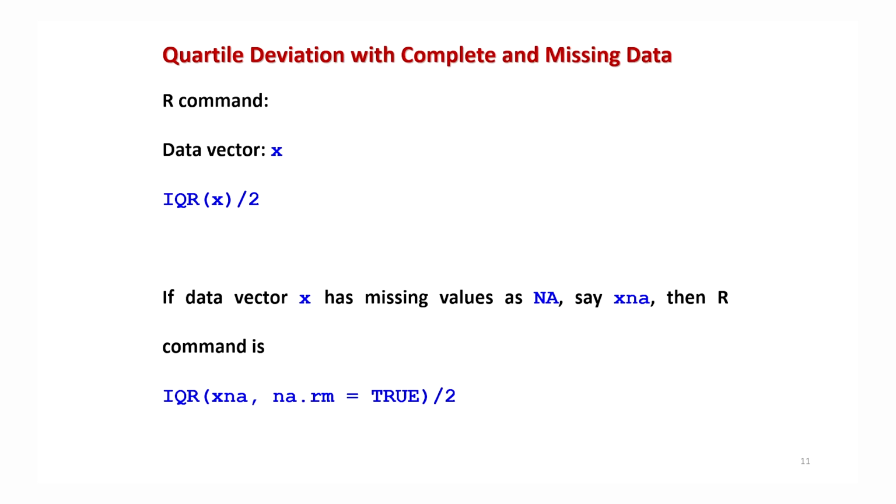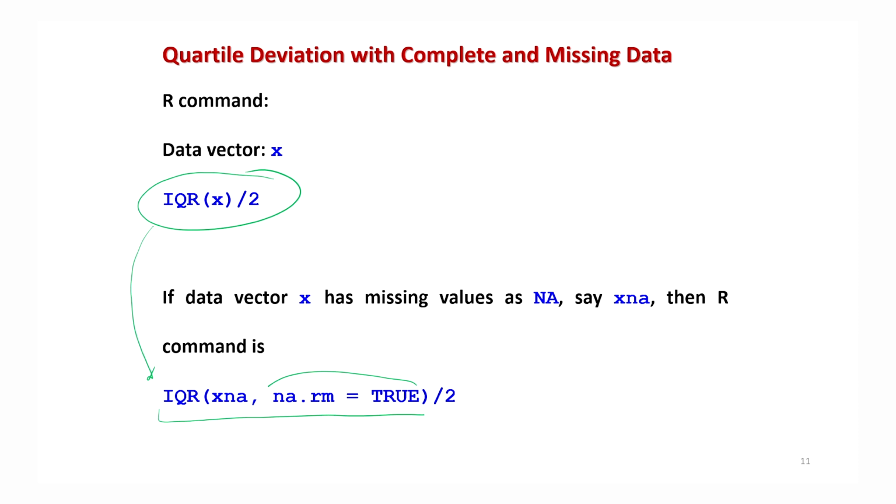Now if you recall, earlier for the complete case data set, that means there are no missing values, we had considered the command IQR of data vector x divided by 2. Now you know the way to modify it. It is very simple. You already have understood how to modify your IQR command, where you write IQR in uppercase alphabets, and you add the option na.rm equal to TRUE, and it has to be divided by 2.